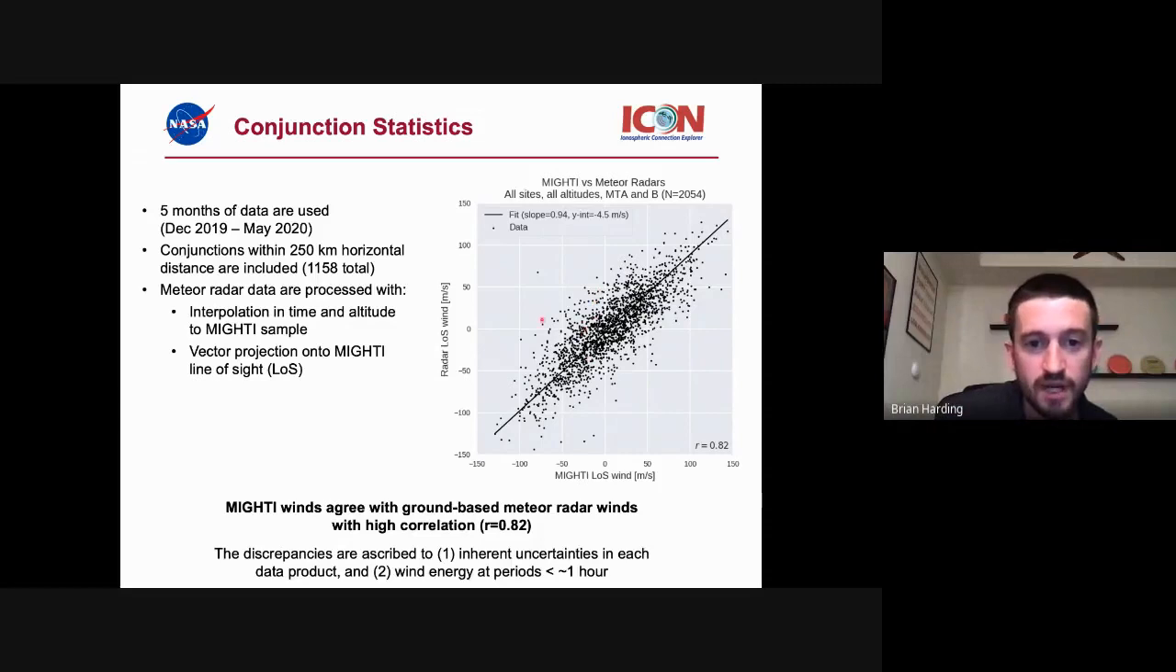Okay, but I focused a lot on the differences, but the one thing we were just really excited about was how good this correlation was to begin with. I mean, it's always good to see that you don't have a negative sign error, for example. So this really gave us a lot of confidence in the MIGHTY winds based on the high correlation here.